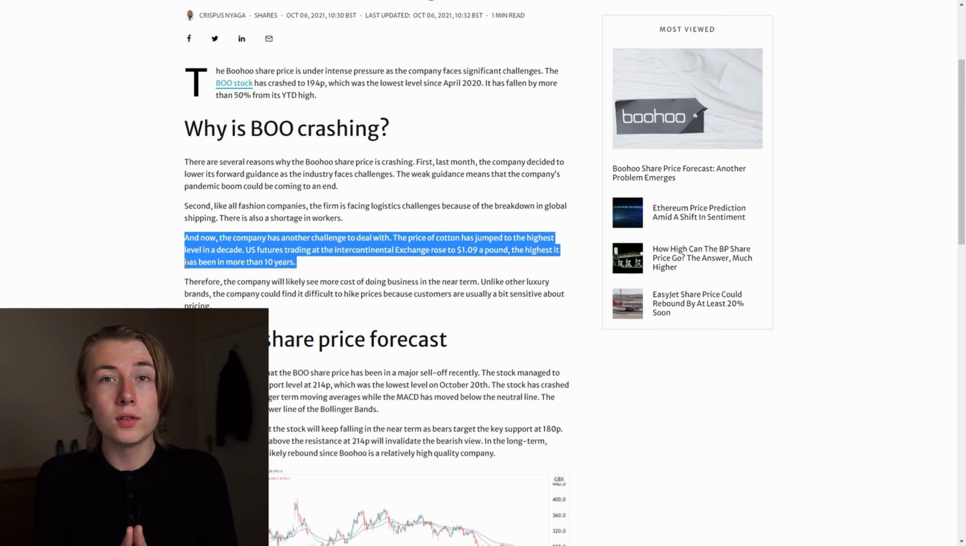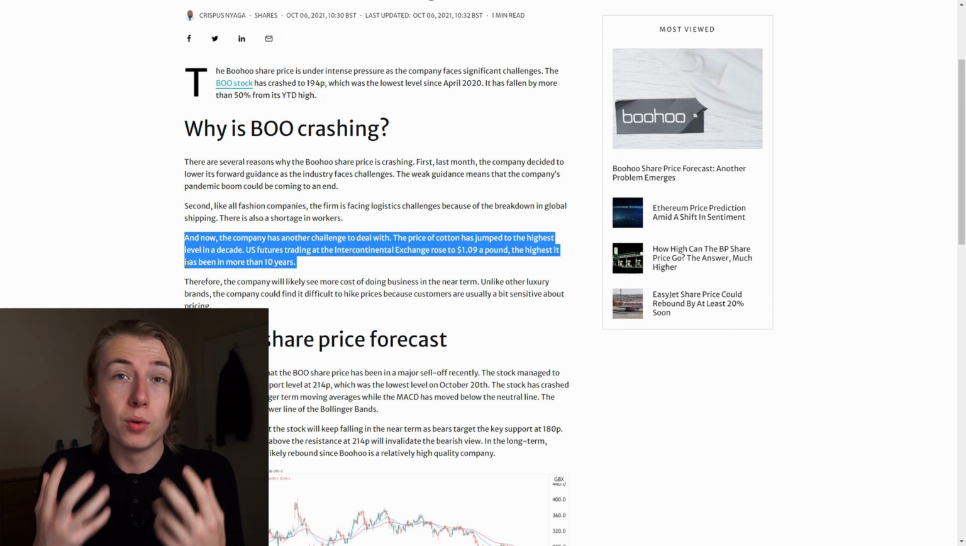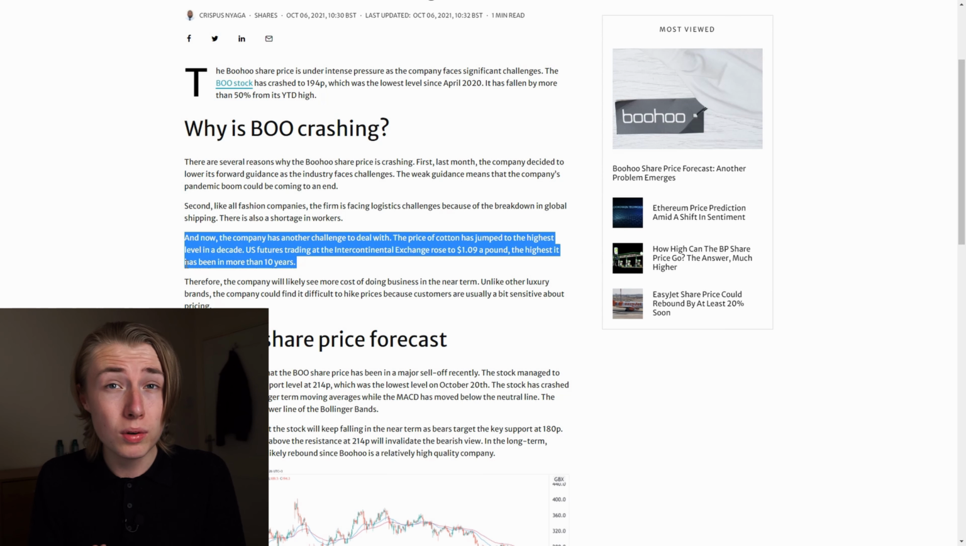We have the disadvantages of the pandemic leading to higher freighting costs. We're seeing a rise in the price of cotton. And so it makes sense why in their results they said that their EBITDA, which is their earnings before interest, taxes, depreciation, and amortization, basically their overall profits before taxes and that, is going to decrease. Usually it's about 9 to 10%, and that was their guidance for this financial year.